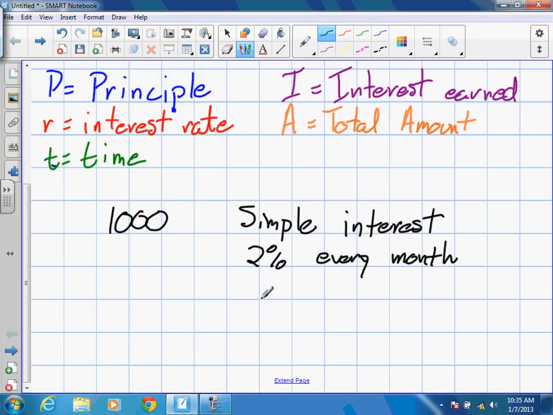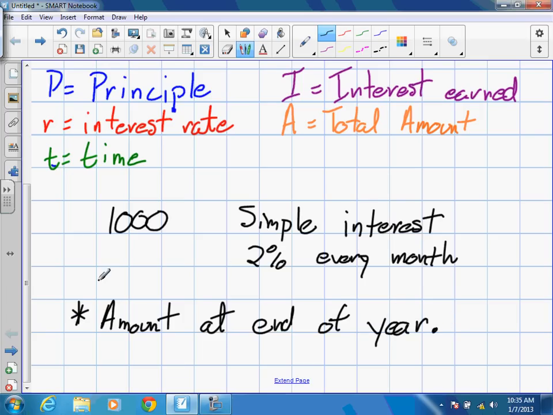So we want to figure out how much you're going to calculate at the end of the year. So amount at end of year. I know this is broken English, but this is what we're going to figure out.